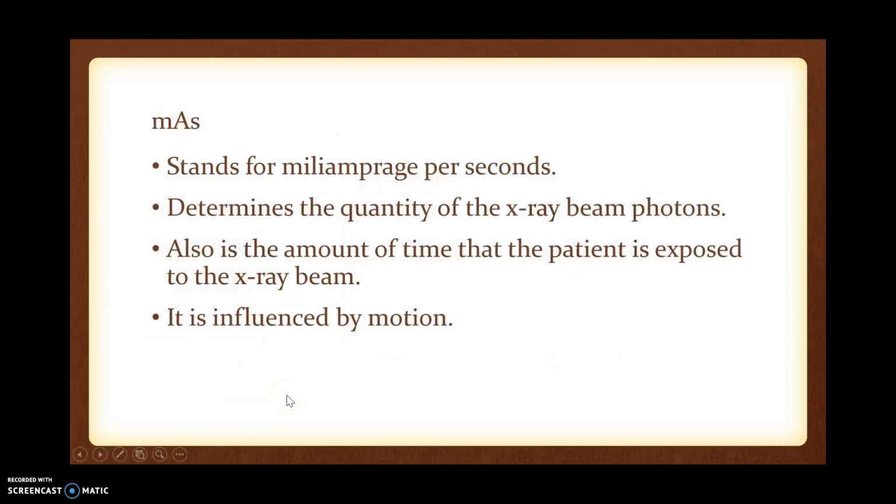Then we have mAs, which stands for milliamperage per second, and that determines the quantity of the X-ray beam. So basically how many photons are reaching the person and for how long. And mAs is affected by motion, and I'll explain that to you in a bit.